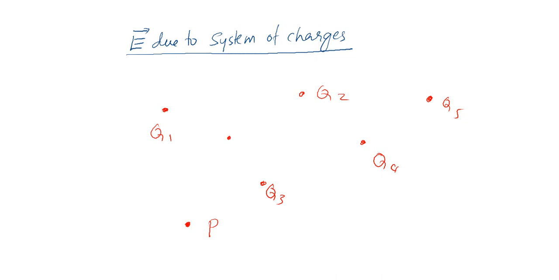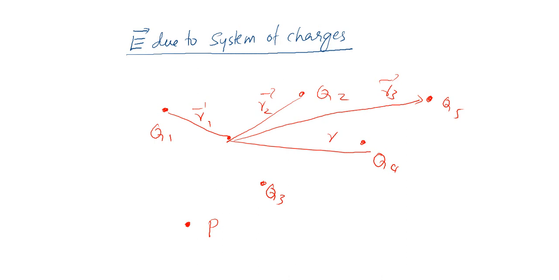Let the position vector of this one be r1, then the position vector of this be r2, this is r3, r4, that is the vector connecting the origin and that point. This is r3, this is r4, this is r5, and this point is an arbitrary point, the vector is r.